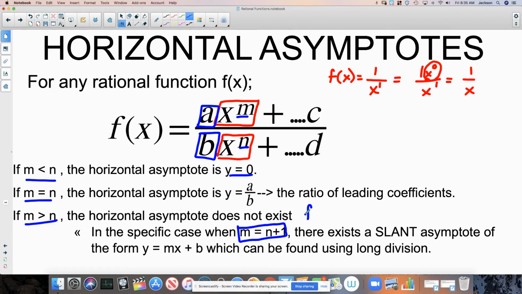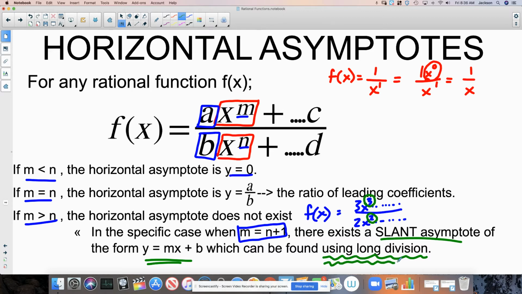Just as an example, if you had a function and on top you had 3x cubed, and so on, and on the bottom you had 2x squared, and so on, this degree of 3 is exactly 1 unit larger than this. When that happens, we get a slant asymptote. And that slant asymptote looks like one of these slope-intercept form lines. We find it by using long division of polynomials. So just when you thought you weren't going to have to do this because synthetic division is better and easier, we still need to use long division in some instances. We'll talk about that again in a future video.